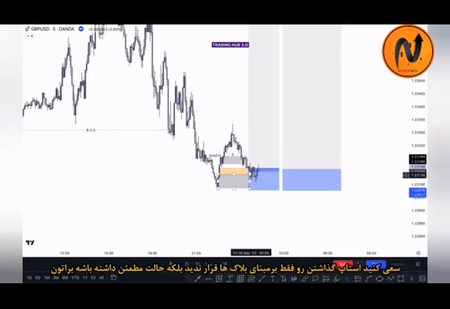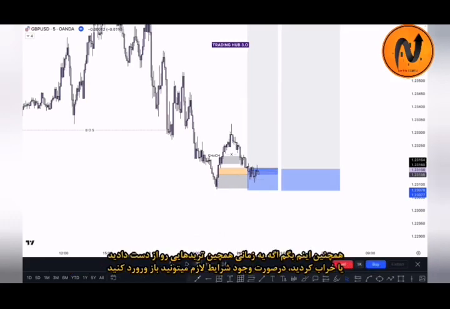And it is not a good idea to put the stop loss just below the order block, or above the order block, right? So you have to put your stop loss on a safer side. So let's see what happened.